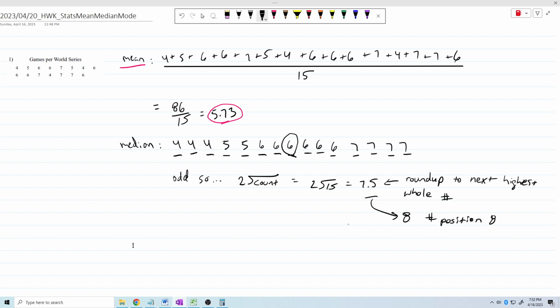Wonderful. Okay. And then lastly, mode. So mode, there's no calculation. All you have to recognize with mode is which number here appears the most amount of times. Well, when I did median, I lined them all up, so it's easier for me to see right away. I can see I got three fours, so I'll even do 3, 4. I've got 1, 2, 3, 4, 5, 6 sixes, and I got 4 sevens.